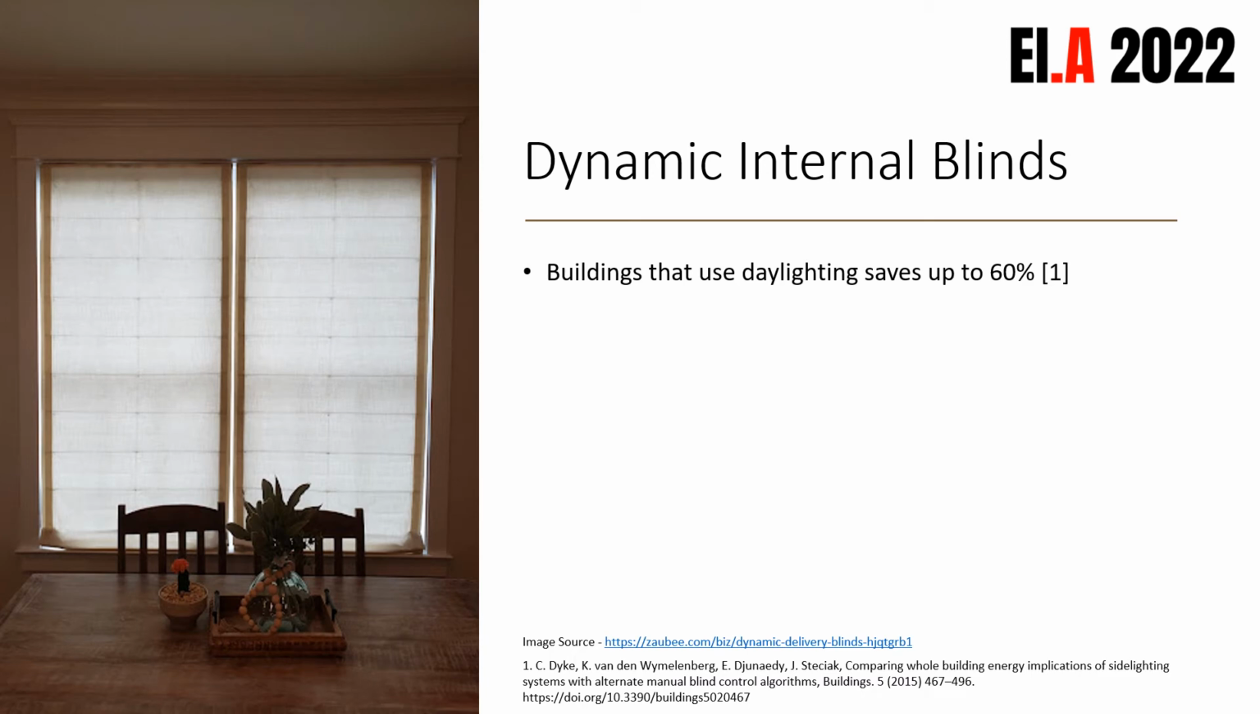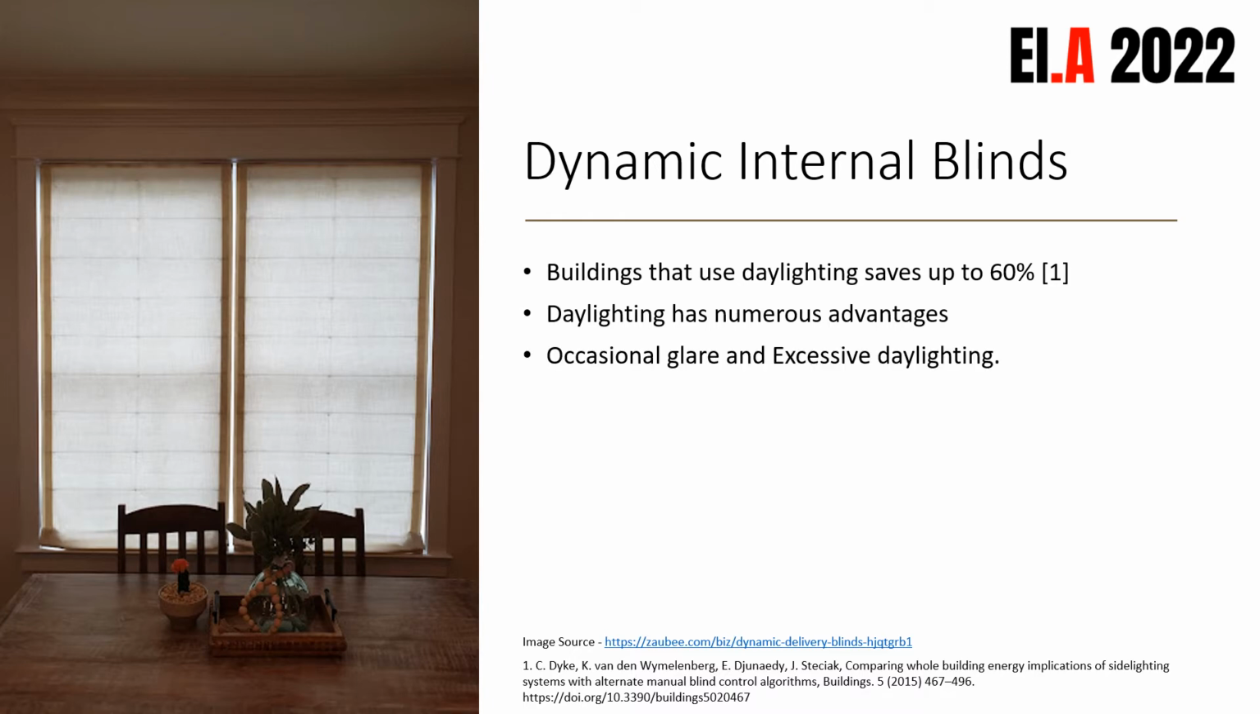Buildings that use daylighting as their primary light source and rely on electric lighting only when necessary save up to 60% on annual lighting energy. Daylighting has numerous advantages for human beings other than energy saving. It impacts human psychology, productivity, and occupant satisfaction.